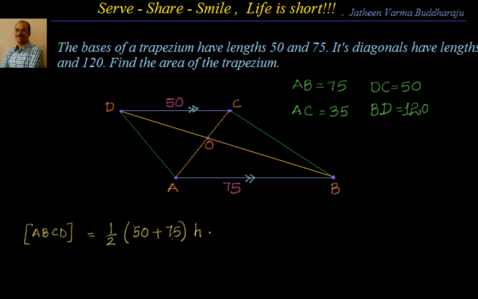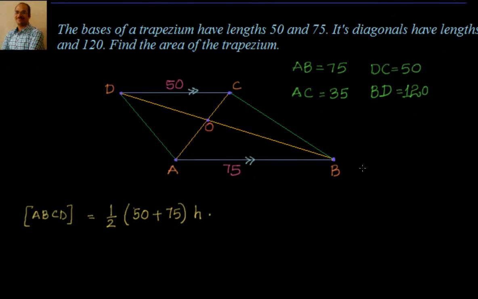We know 50 plus 75, but we don't know the height. So we have to find the height, the height between these two parallel lines.